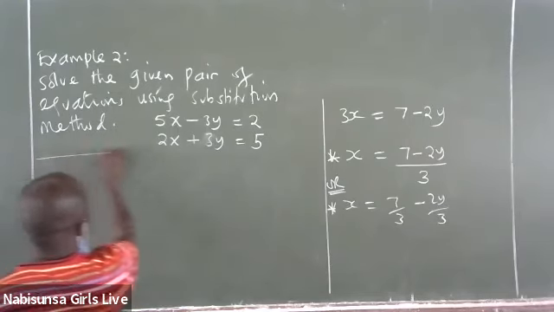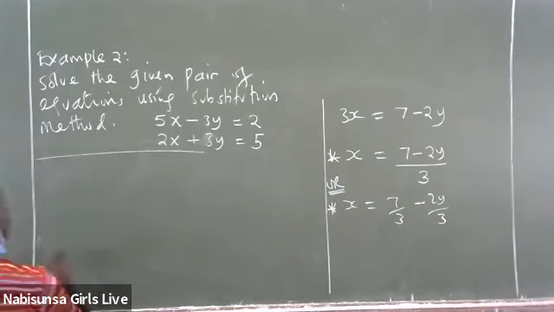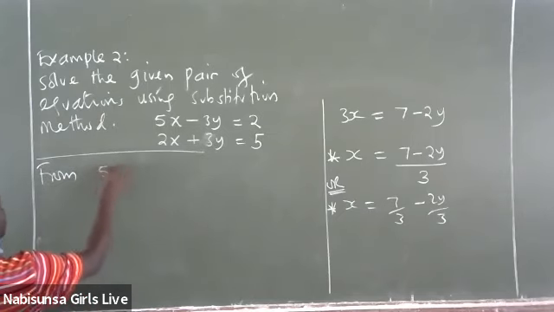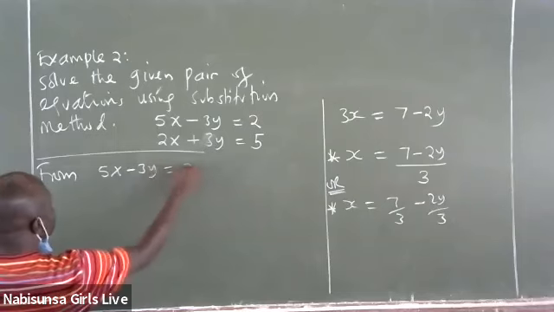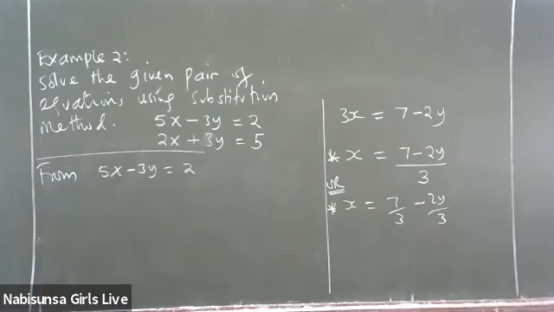So our solution begins from equation 5x minus 3y equals 2. Please, you're not limited to what you make the subject. It can be x, it can be y. So let me start with x, building on the example we had before.